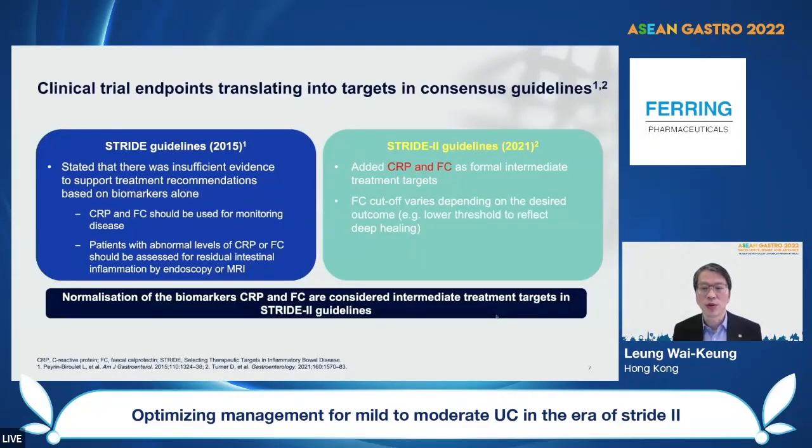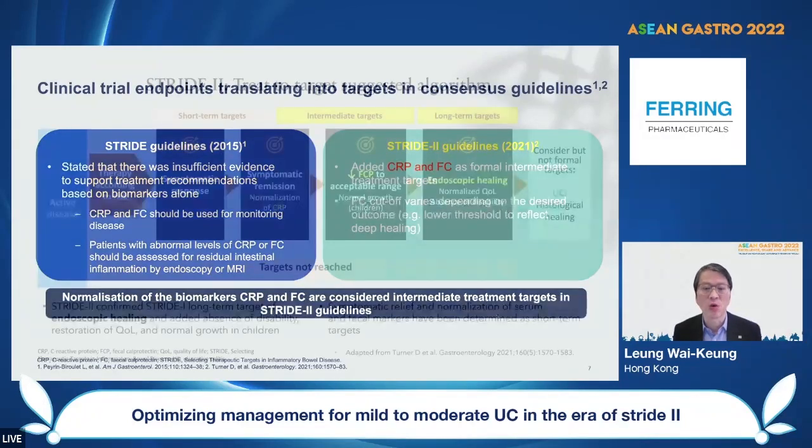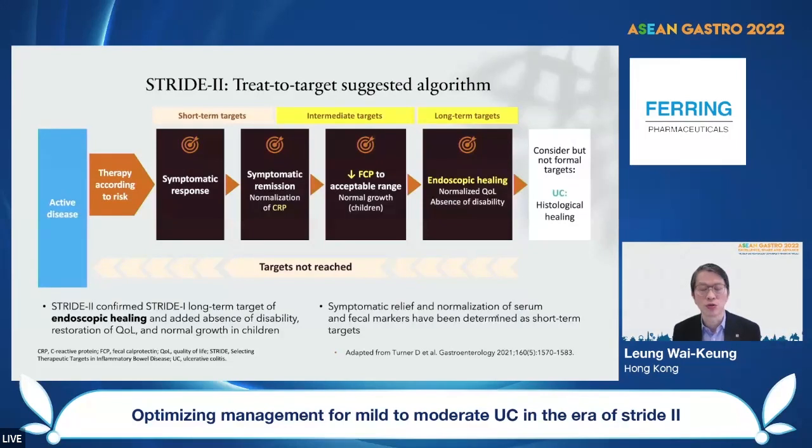So here comes STRIDE 2, which was updated last year. The main difference between STRIDE 1 and STRIDE 2 is that in STRIDE 2, CRP and fecal calprotectin are considered formal intermediate treatment targets, but they haven't defined the optimal cutoff for fecal calprotectin yet in STRIDE 2. And symptoms and endoscopy are still relatively the same, except there's some small modification that I'm going to allude to.